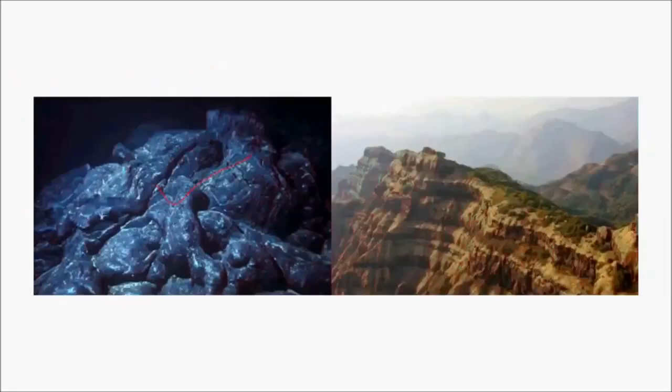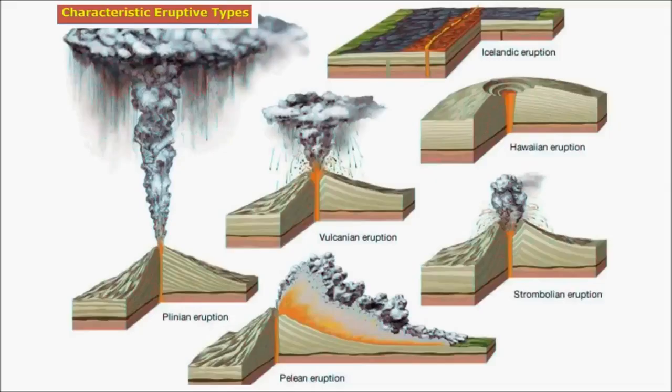You can see this is the shape of pillow lava, and this is columnar structure formed in the process of formation of plateaus, especially like Deccan plateaus. Based on the kind of eruptions during volcanic activity, volcanoes are further divided into Plinian eruption, Pelian eruption, Vulcanian eruption, Strombolian eruption, Hawaiian eruption, and Icelandic eruption.